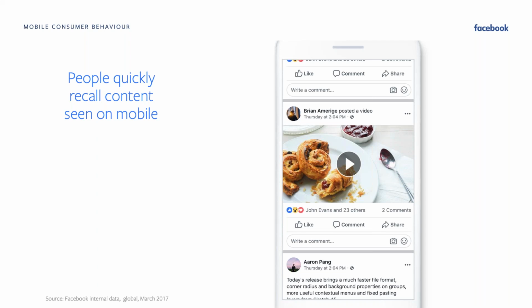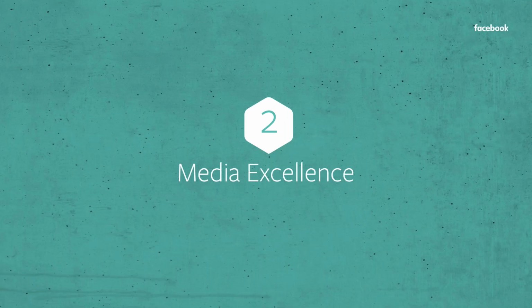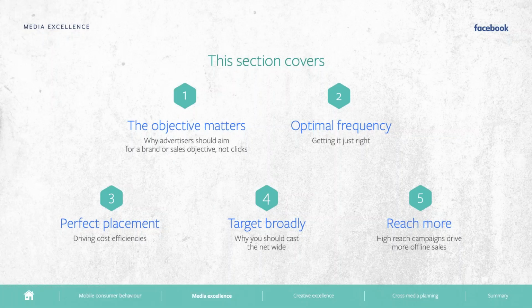But first, let's explore the first planning principle, which is media excellence. In this section, we will talk about why the objective you set matters, frequency, how to think about placement across our different platforms, targeting, and last but not least, penetration.